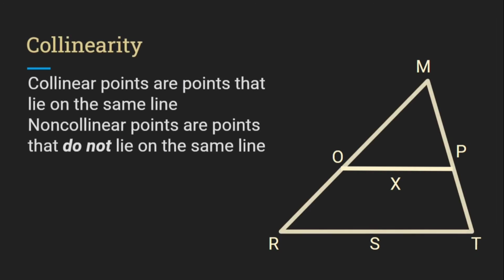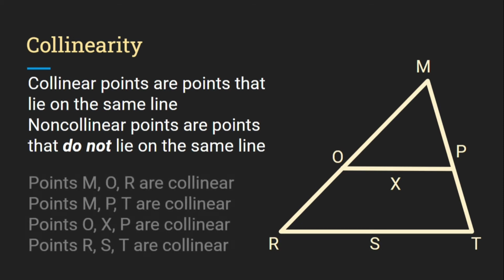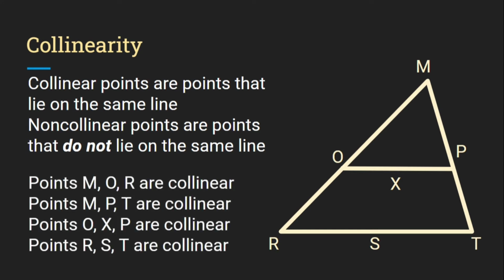The next topic we're going to discuss is collinearity. Collinear points are points that lie on the same line. Non-collinear points are points that do not lie on the same line. As you can see, we have a figure of a triangle MRT. M, O, R are points that lie on the same line and therefore they're collinear. M, P, T are also points that lie on the same line and are collinear. O, X, P and R, S, T are two other sets of points that lie on the same line. However, we cannot conclude that M, P, X are collinear. Similarly, we cannot conclude that M, R, S are collinear because they do not lie on the same line.